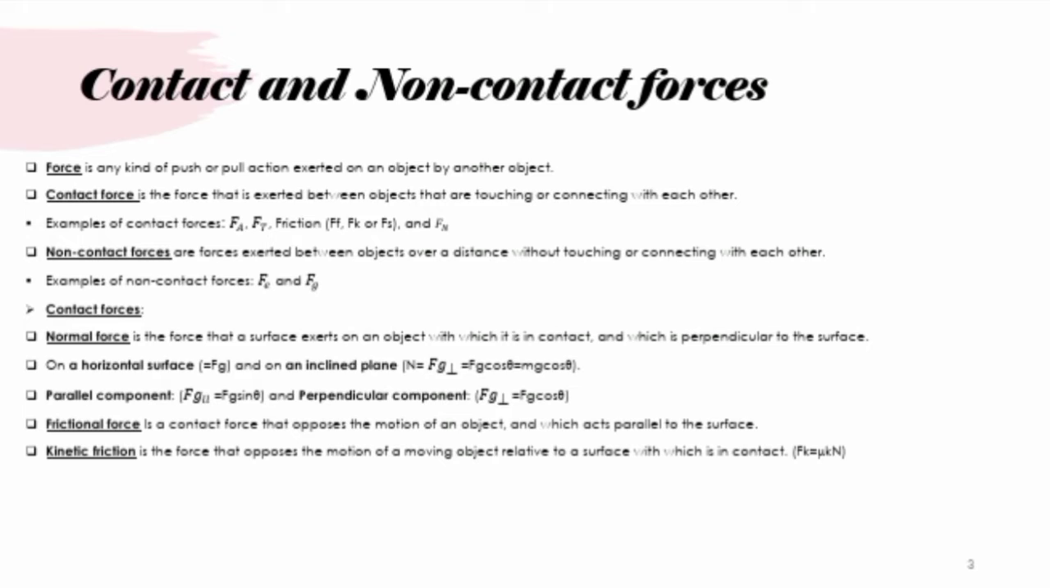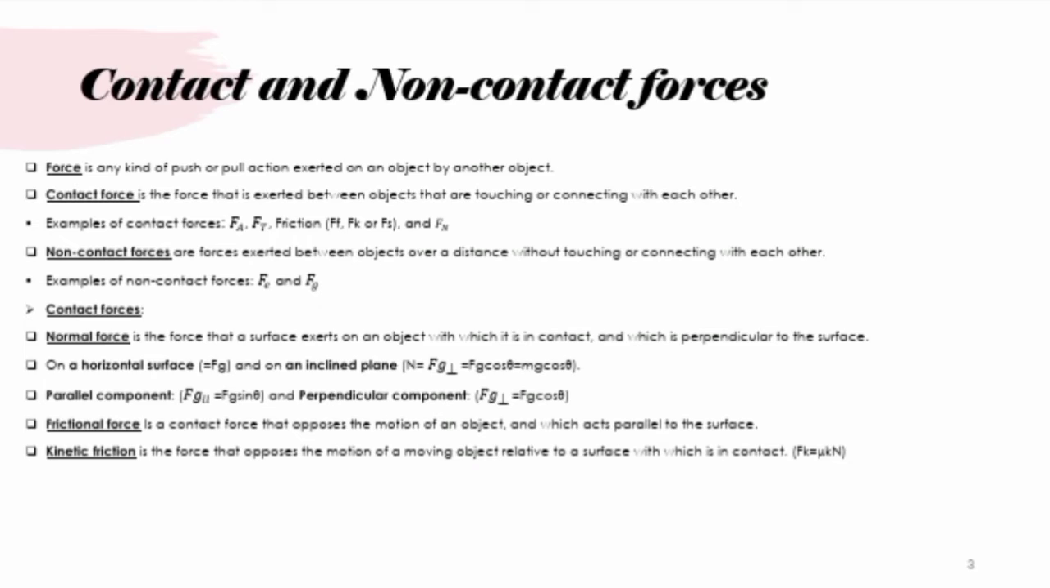So on a horizontal surface, remember, a normal force is equal to the gravitational force, right? And on an inclined plane, a normal force is equal to the perpendicular gravitational force, right? That is on an inclined plane. And the perpendicular gravitational force is equal to Fg cos theta. Remember, Fg is equal to mg, right? So that's why we replaced Fg with mg. So we said it's equal to mg cos theta.